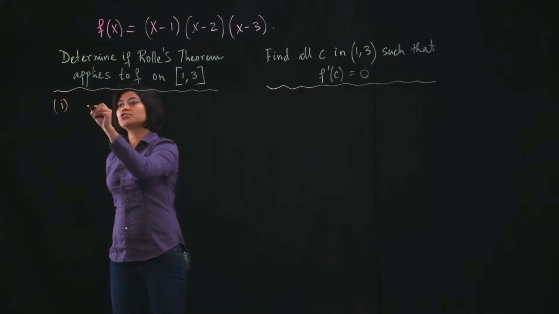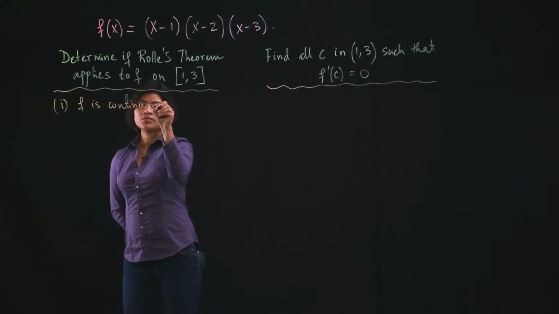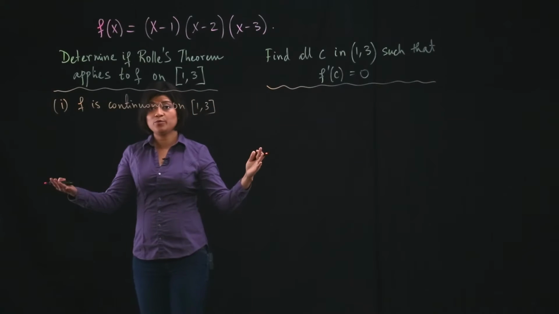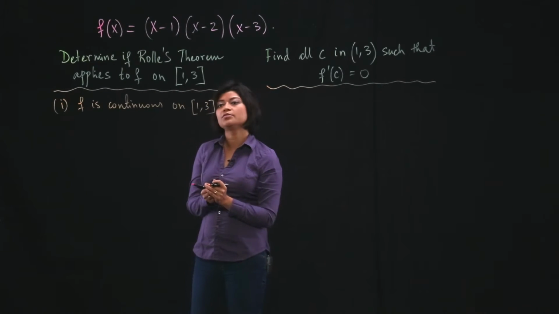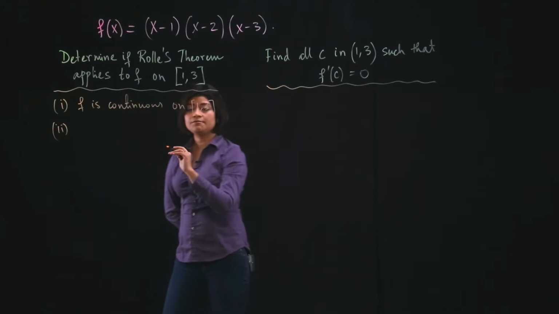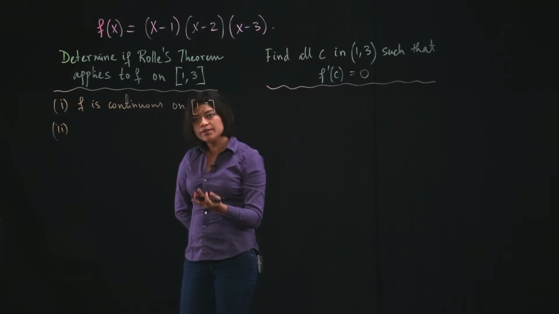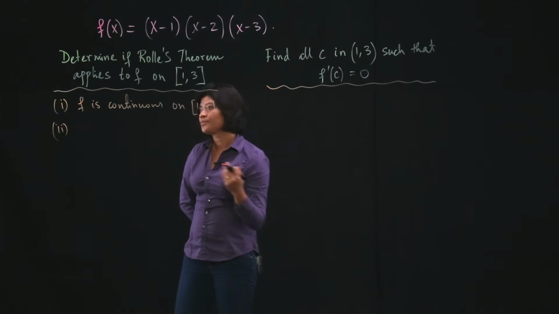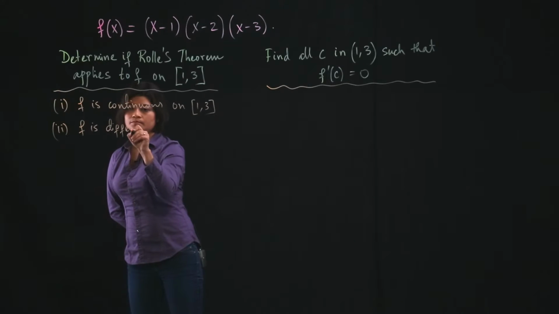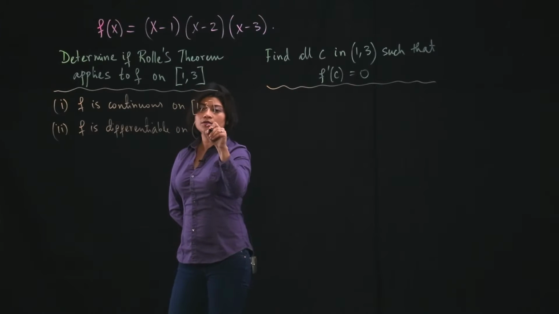So yes, of course this function is continuous on the closed interval 1, 3 because it's continuous everywhere. And so in particular in this closed interval it will be continuous as well. Next, we have to check if the function is differentiable. Again, it's a polynomial and therefore it will be differentiable for all x. In particular, f is differentiable on the open interval 1, 3.